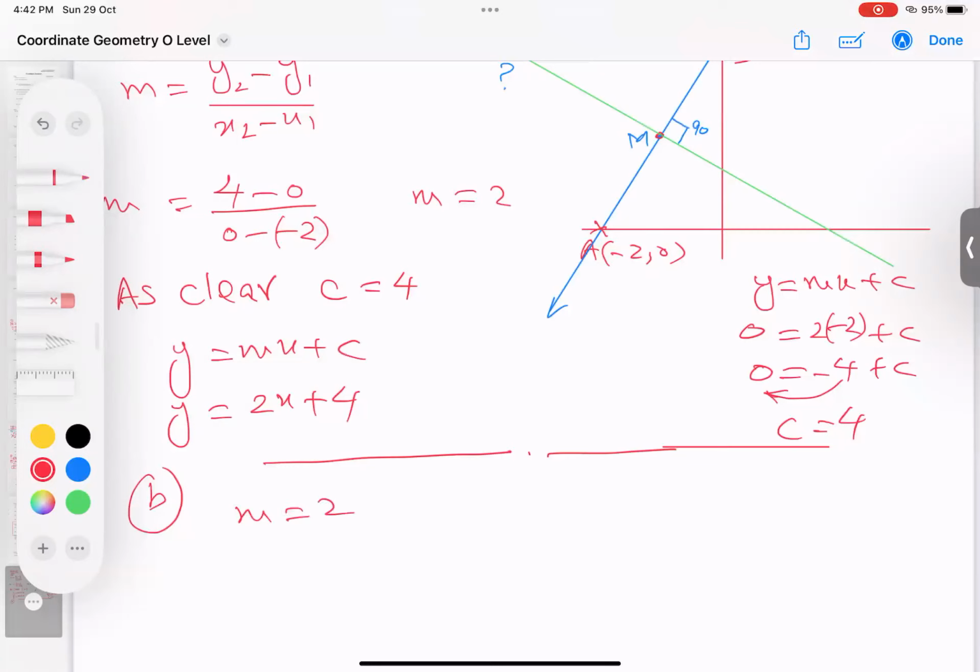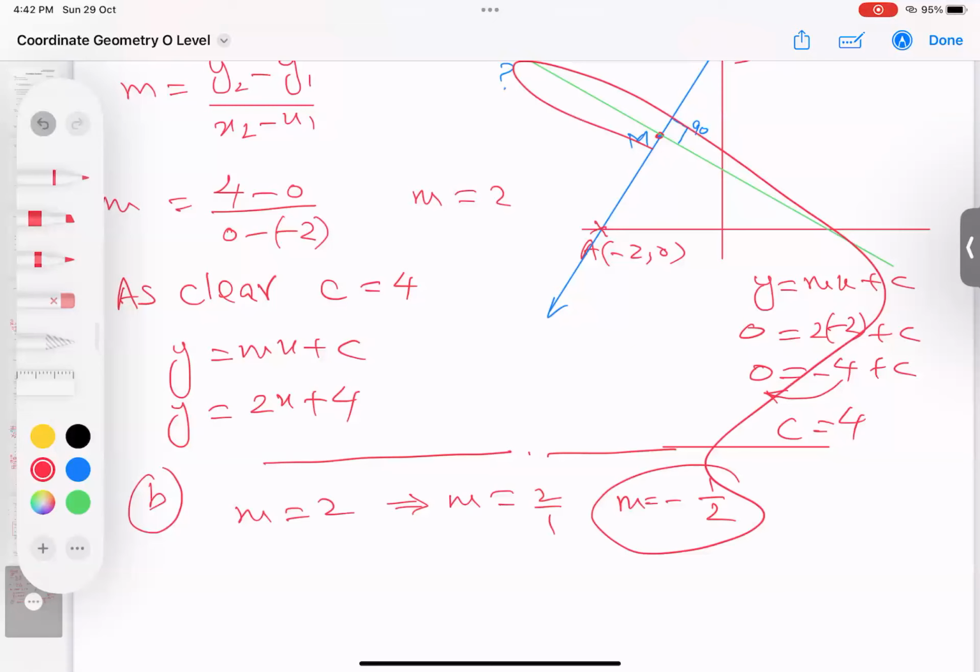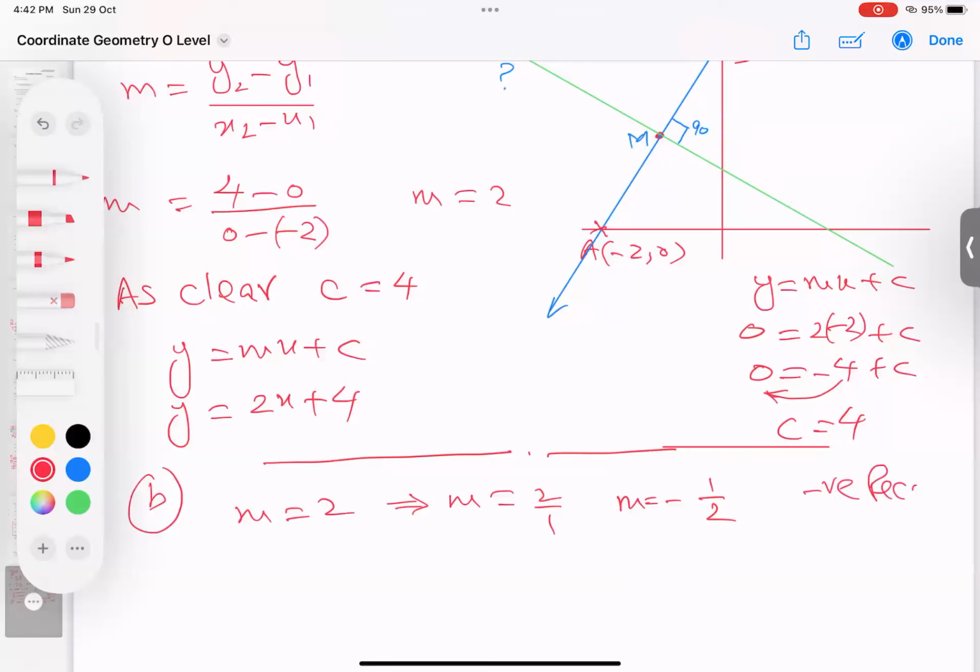If m is 2, actually 2 has nothing under it. If nothing is under it, it means m is 2 by 1. And now I will do the reciprocal. So this 1 will go up, this 2 will go down, and here we have a plus sign, so here we get a negative sign. So this is called the gradient of the green line. This process is called negative reciprocal. I hope you got the point.